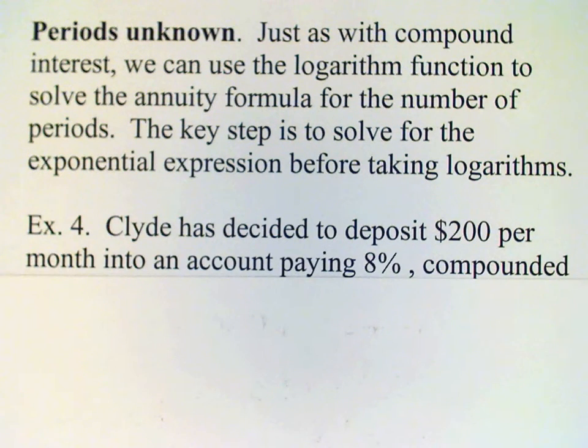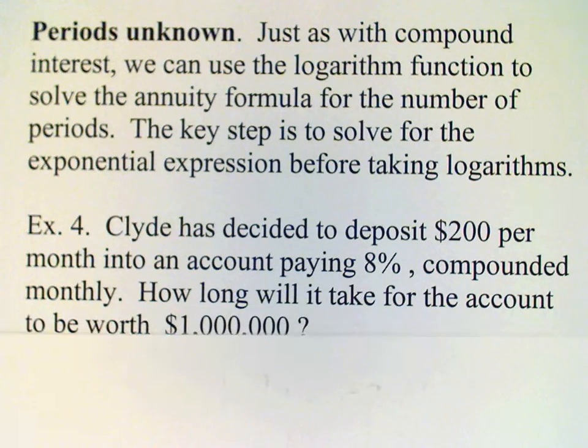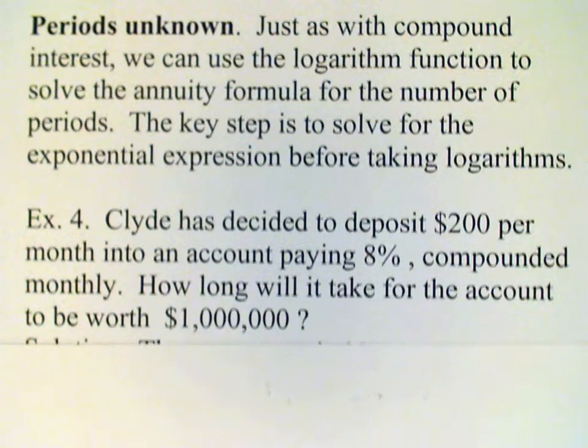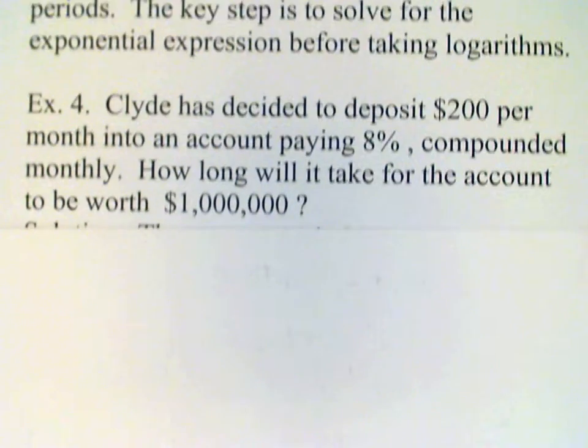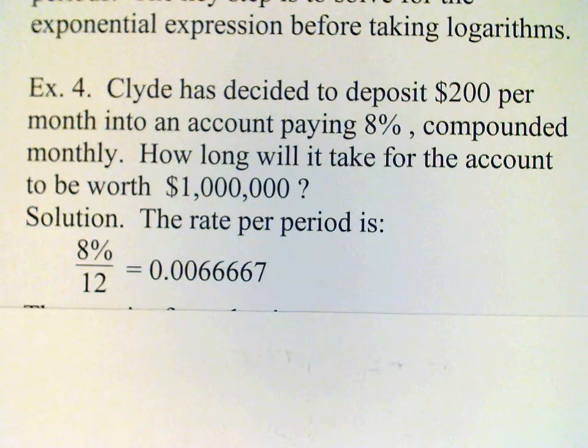And so, for example, Clyde has decided to deposit $200 a month into an account paying 8% compounded monthly. How long will it take for the account to be worth $1 million? Okay, so maybe he wants $1 million for his retirement. Okay, so we can compute the rate per period just as we did before. 8% divided by 12, 0.00, and then a bunch of sixes.